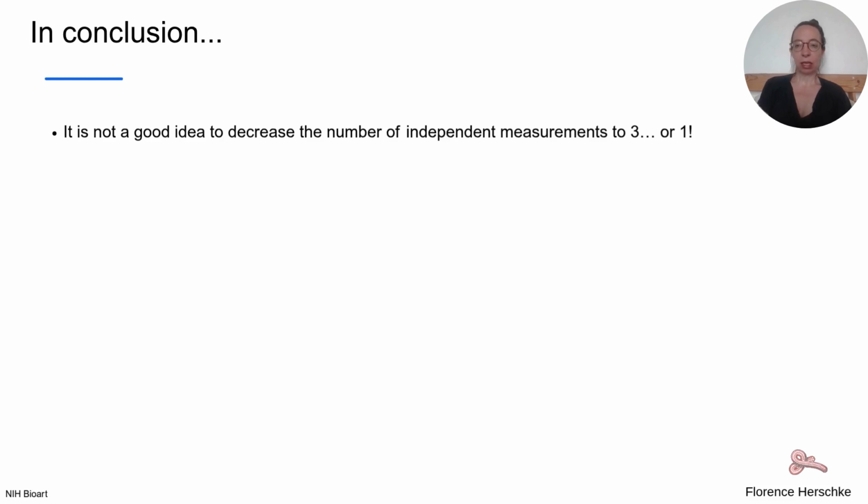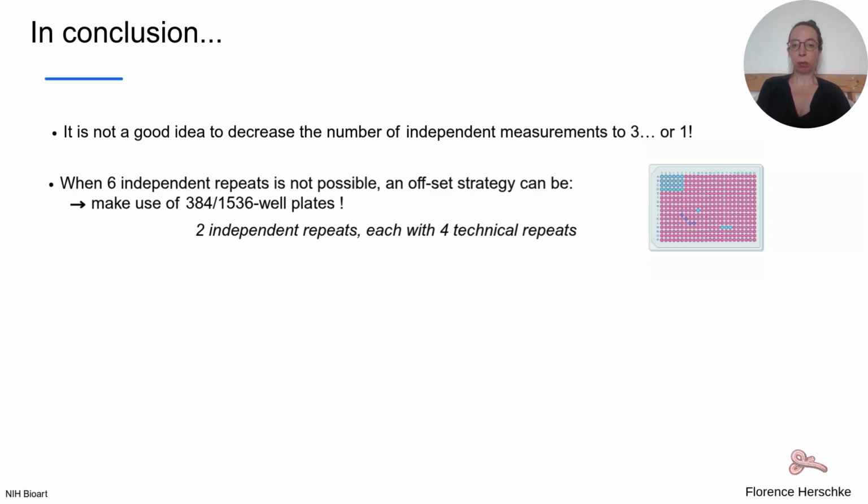In conclusion, it is definitely not a good idea to decrease the number of independent measurements to 3, as is often recommended, or to 1, as I've heard a few times. Ideally, during hit to lead or lead optimization, you want 6 independent repeats. If that is practically not possible, an offset strategy can be to really make use of 384 or 1536 well plates. In that case, you could plan 2 to 3 independent repeats, each with 4 technical repeats.